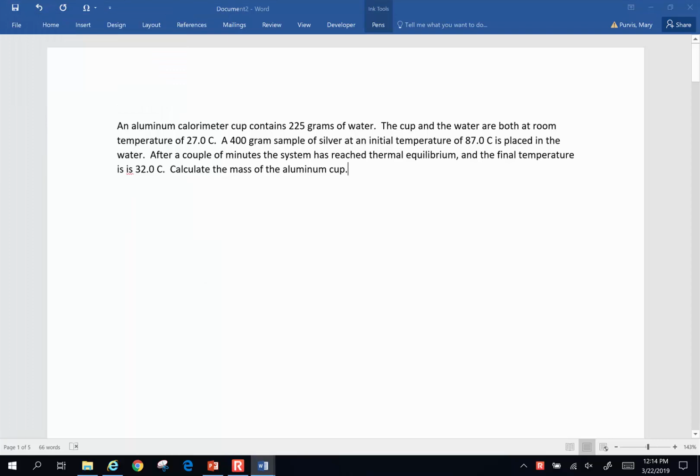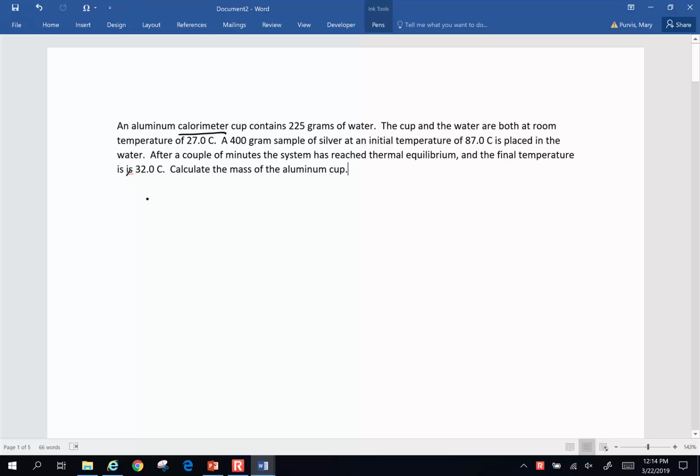Hi everyone, we're going to do another calorimetry problem, and here goes. An aluminum calorimeter cup contains 225 grams of water. The cup and the water are both at room temperature at 27 degrees Celsius. A 400-gram sample of silver at an original temperature of 87 degrees Celsius is placed in the water. After a couple of minutes, the system has reached thermal equilibrium, and the final temperature of the mixture is 32 degrees Celsius. Calculate the mass of the aluminum cup.